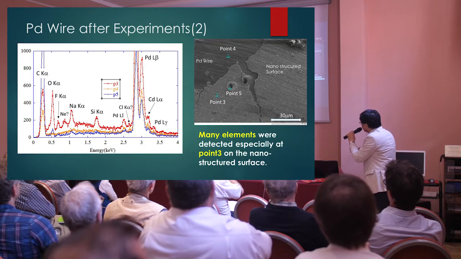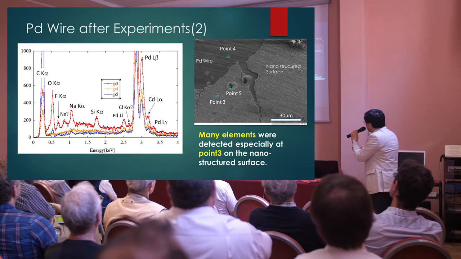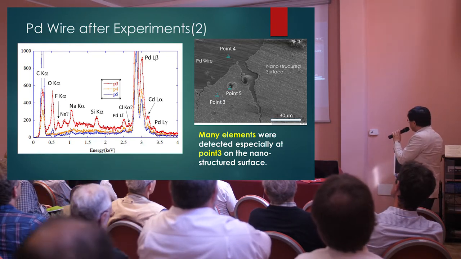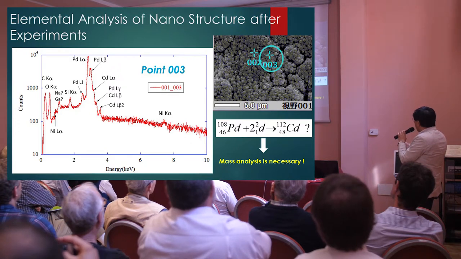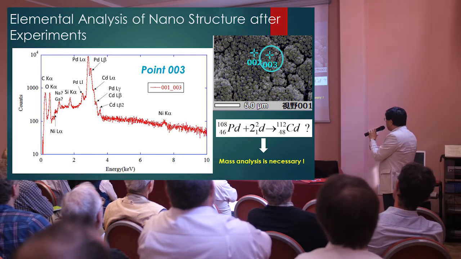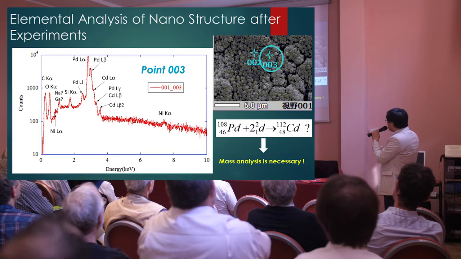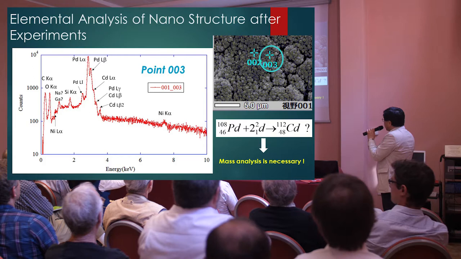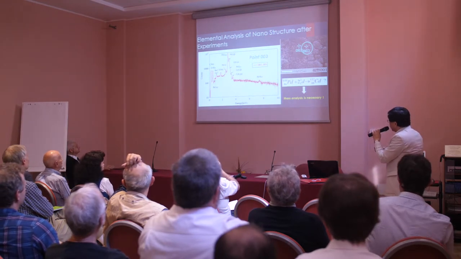At 0.3, we can see silicon and many other elements like this. Also, we can see other points. This data is from another place. A little bit complicated, but this place is different from 0.3. At the other point, we can see cadmium and silicon, and nickel is very reasonable, but we can see other elements like this.